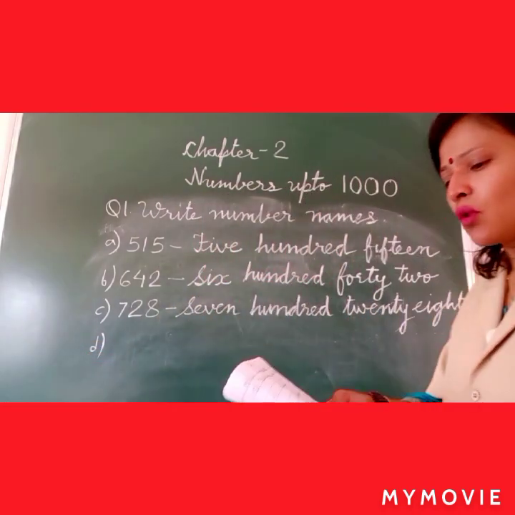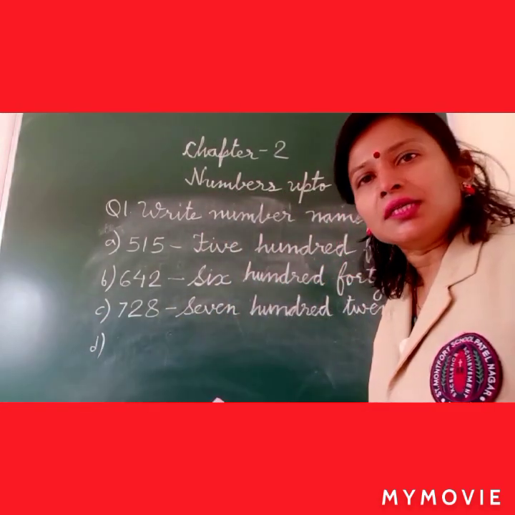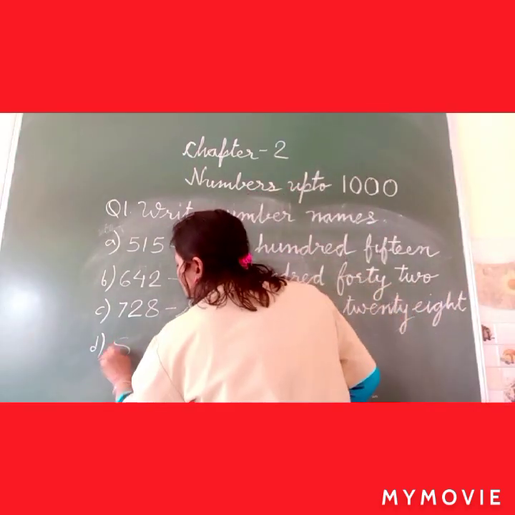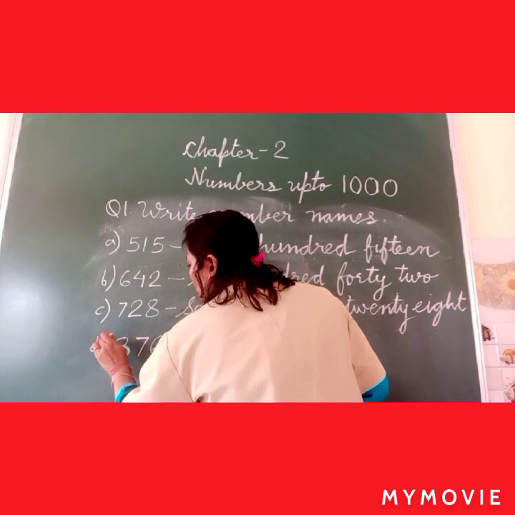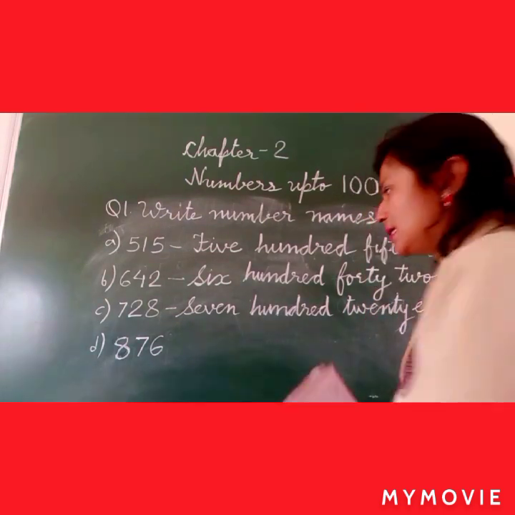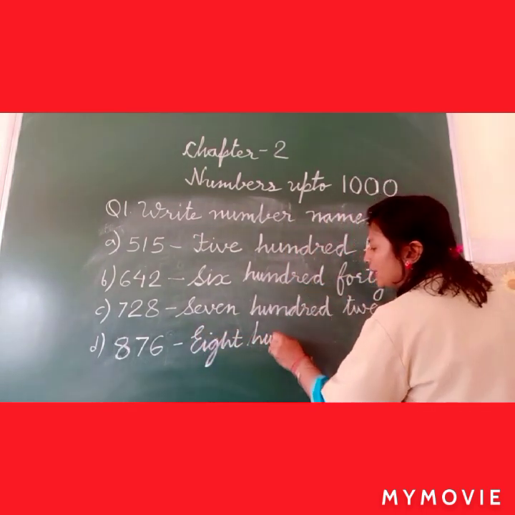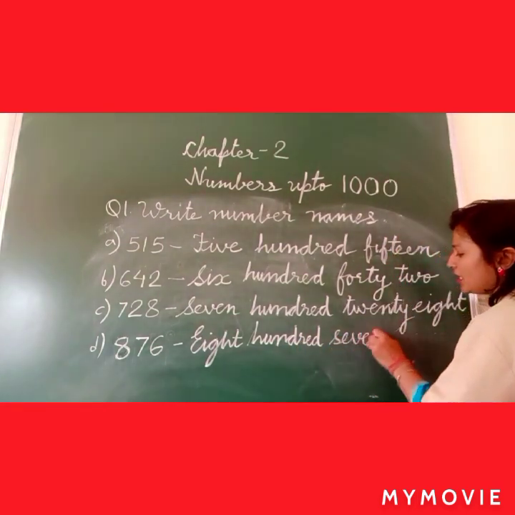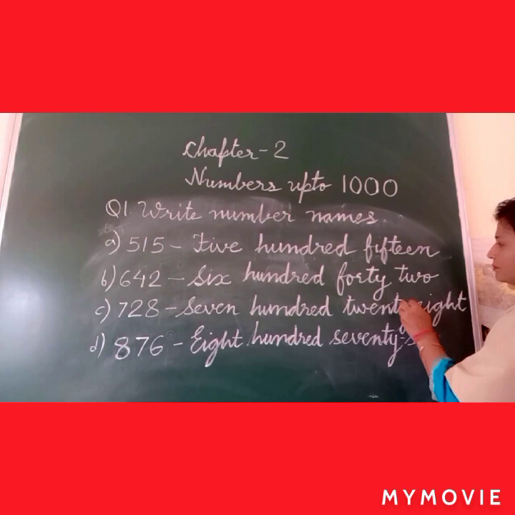Fourth number is 876. EIGHT 8. 100. HUNDRED 100. 76. SEVENTY 70. Then 6. SIX 6. Okay.